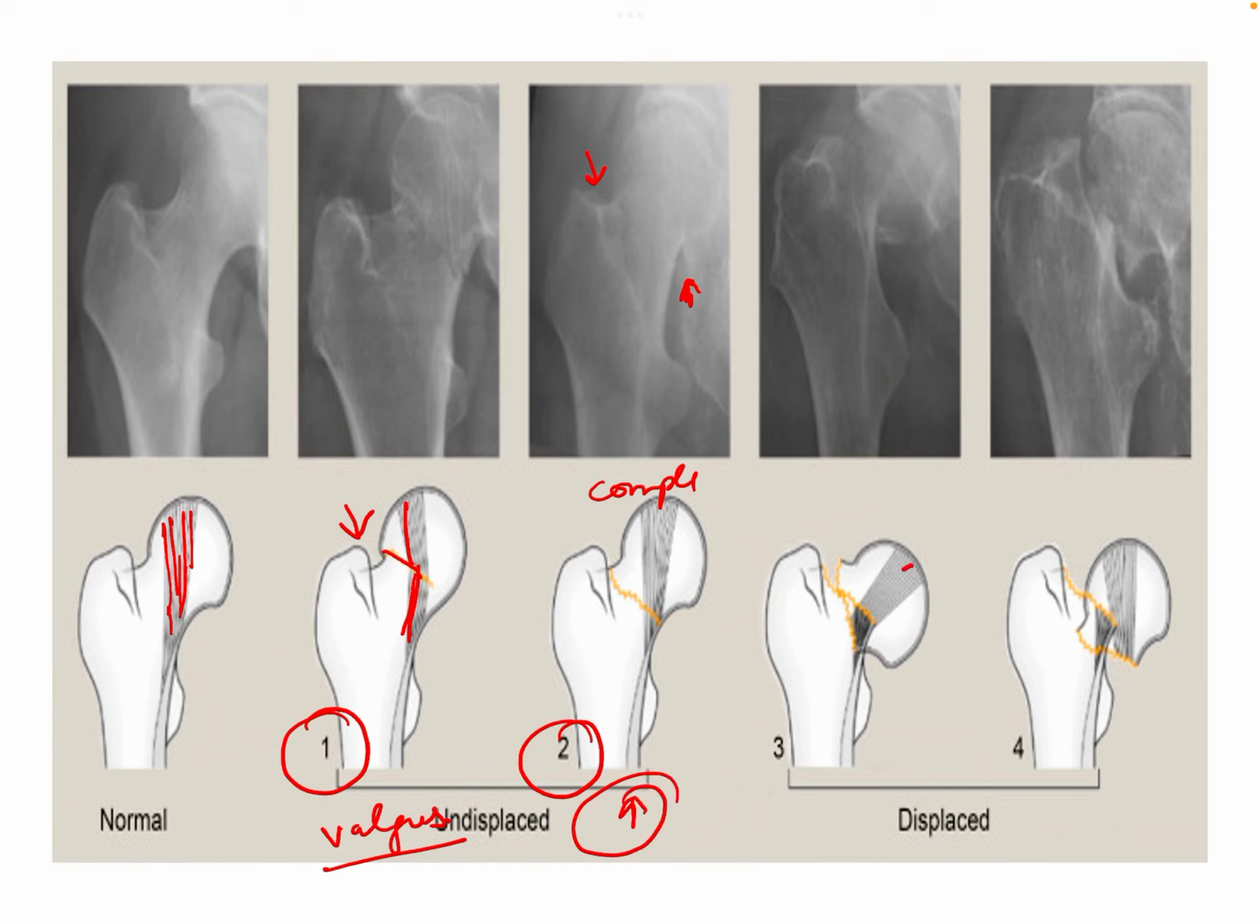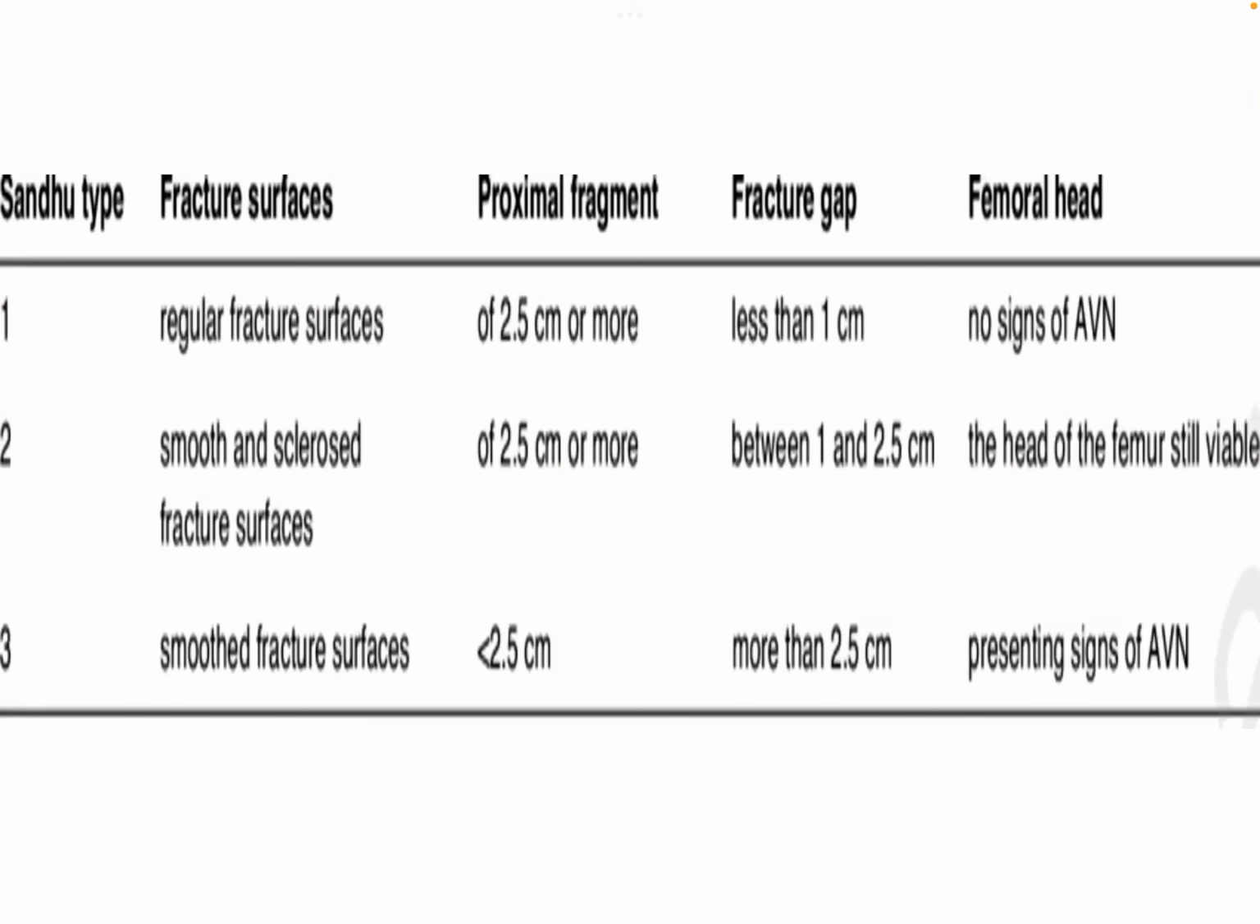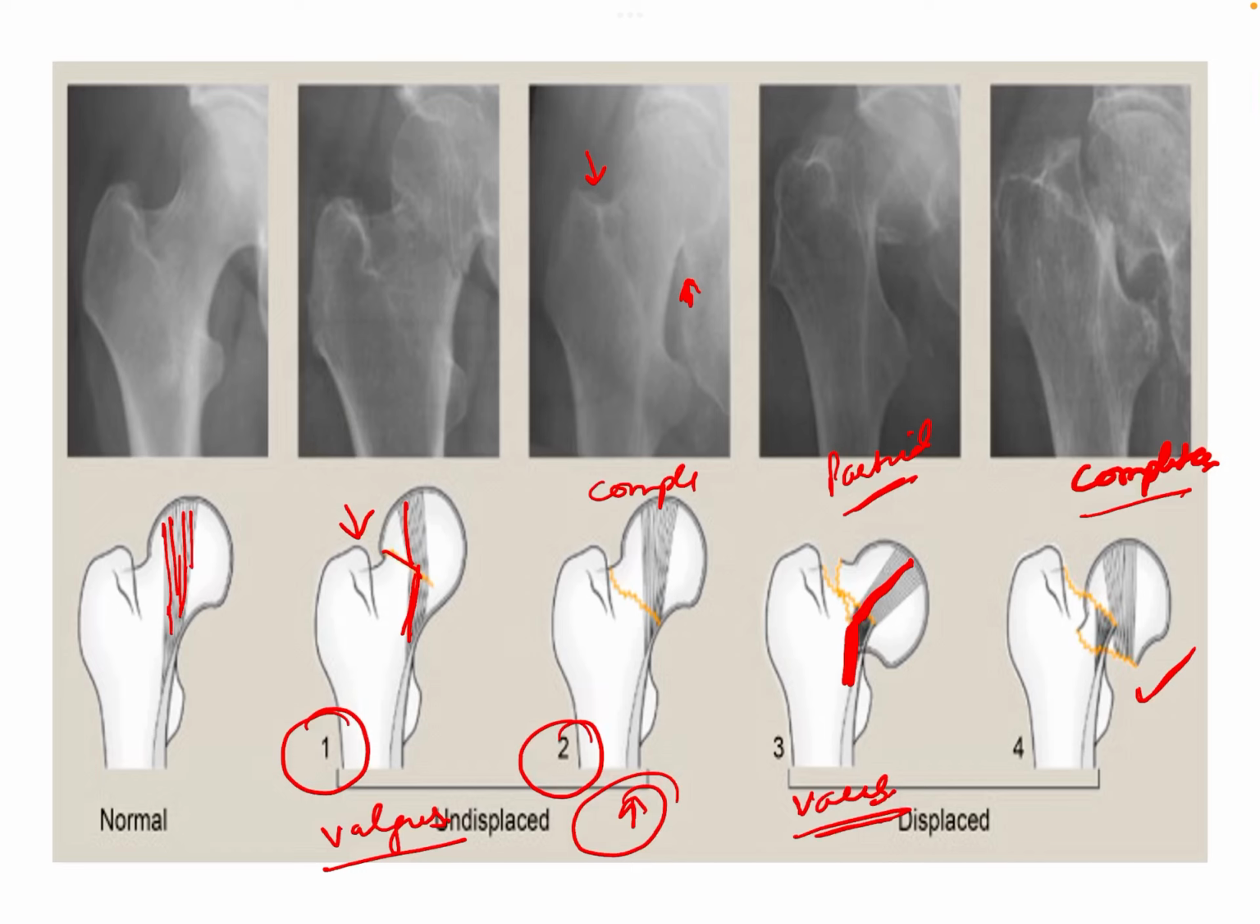In type 3 we have a varus orientation of the fracture trabeculae. There is a partial displacement of the fracture fragments and we have a complete fracture line. In type 4 there is a complete displacement of the fracture fragments and also a complete fracture line. So this is the Garden classification of the neck of femur fractures. These three classifications, Garden, Powell's and the anatomical classification, are all classifications for the acute cases of the neck of femur fracture.